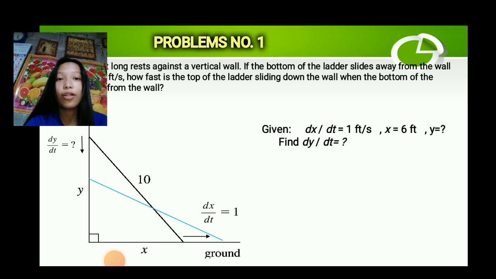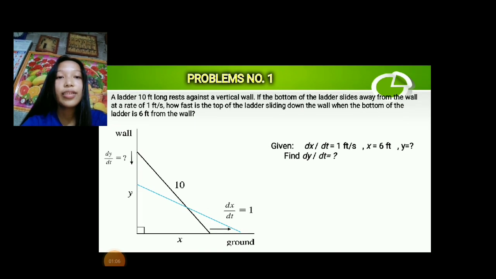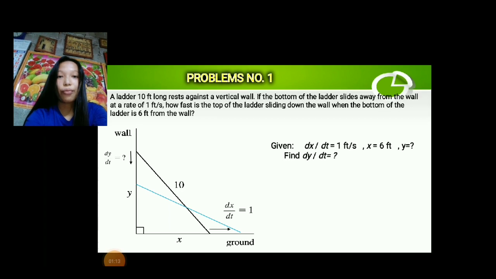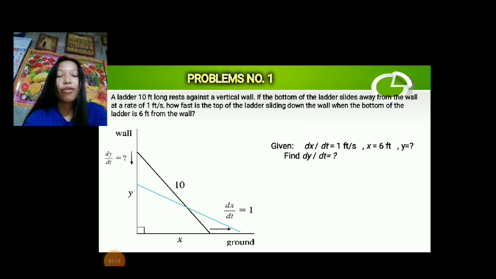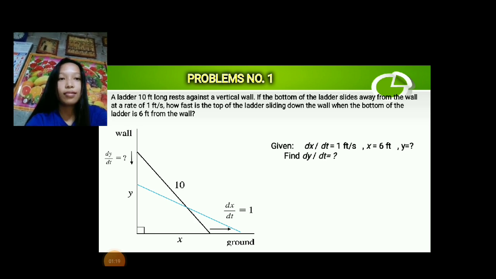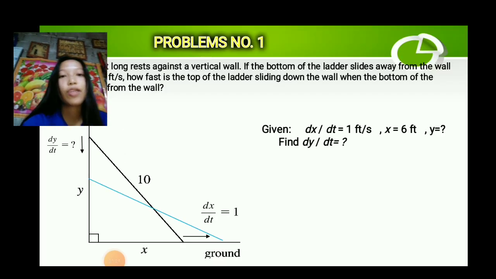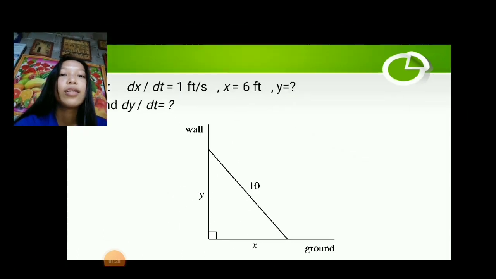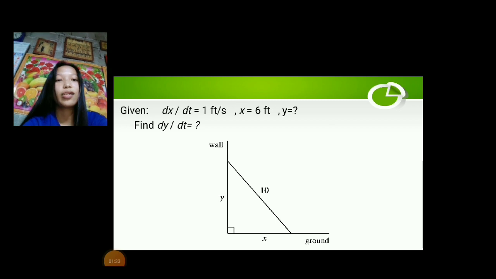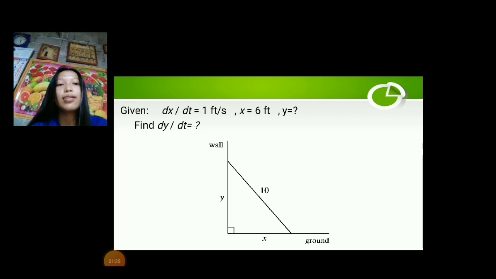As an example, a ladder 10 feet long rests against a vertical wall. If the bottom of the ladder slides away from the wall at a rate of 1 foot per second, how fast is the top of the ladder sliding down the wall when the bottom of the ladder is 6 feet from the wall? So we are given dx/dt equals 1 foot per second, and the value of x is 6 feet.